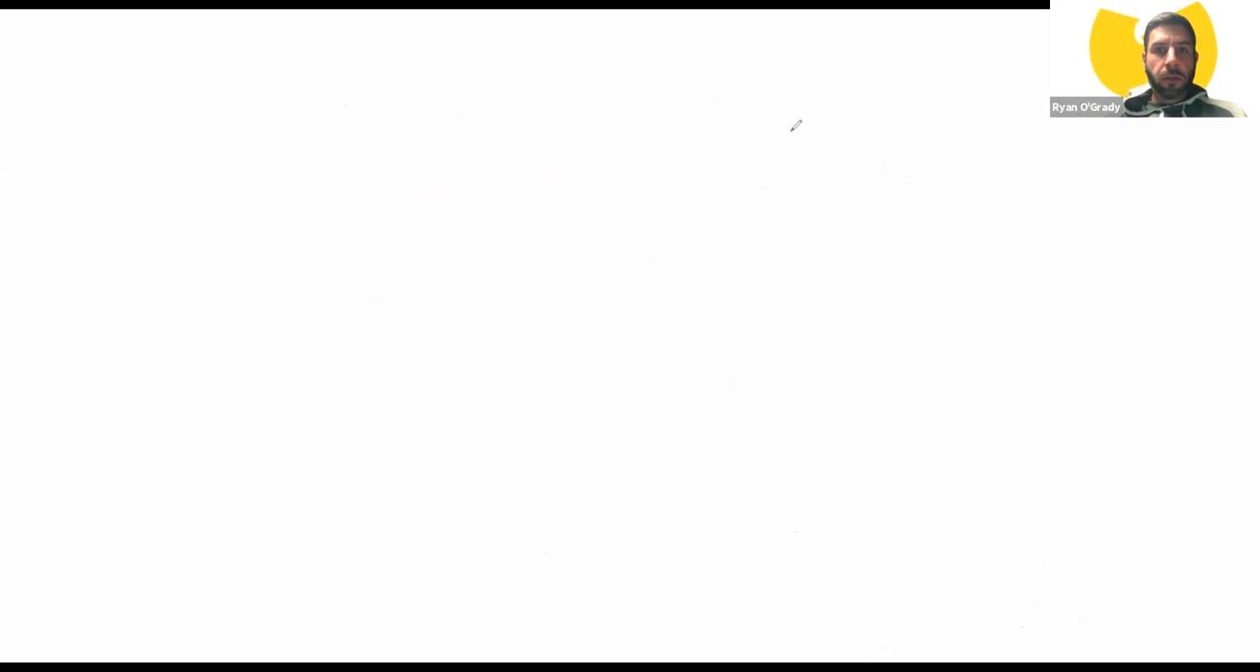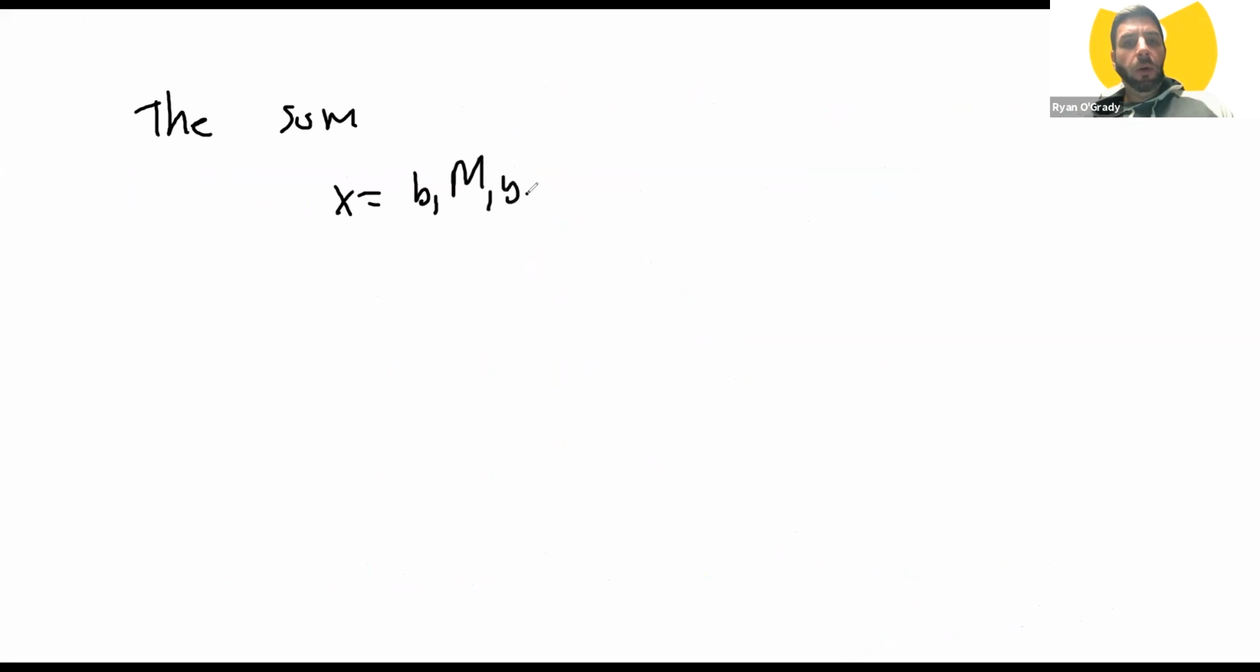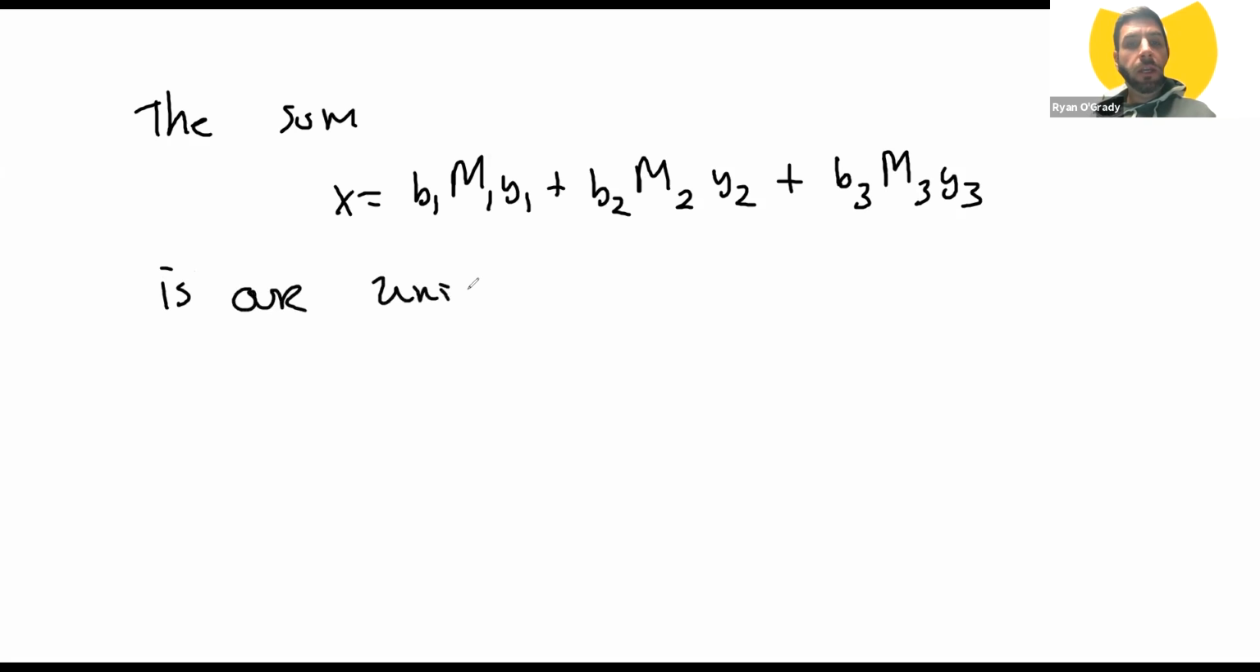So the big thing about the Chinese remainder theorem is this works. The sum x equals b sub 1 capital M sub 1 y sub 1 plus b sub 2 capital M sub 2 y sub 2 plus b sub 3 capital M sub 3 y sub 3 is our unique, up to modulo M, solution.